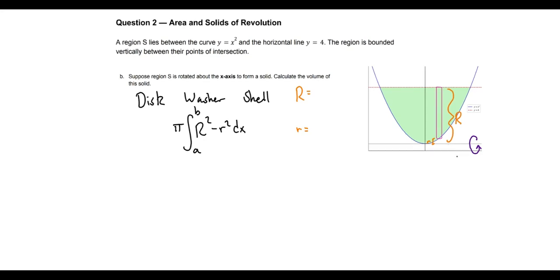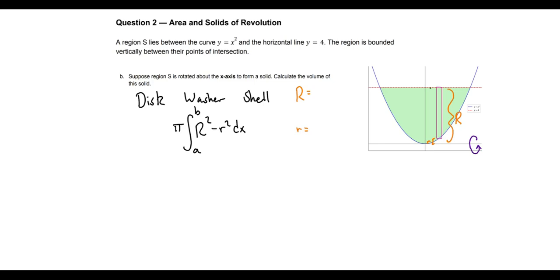So when you've got this set up like this, what you want to do is come over here and think about what we did in part A. Remember in part A, when we were finding the area of the shaded region, I said to think about top minus bottom. And that's what we're going to do here. To find R, think about the top function and the bottom function.